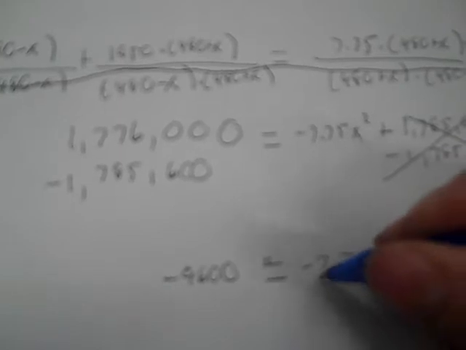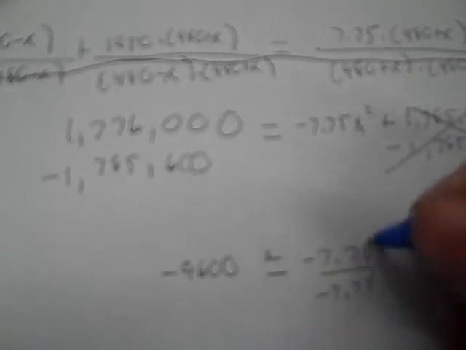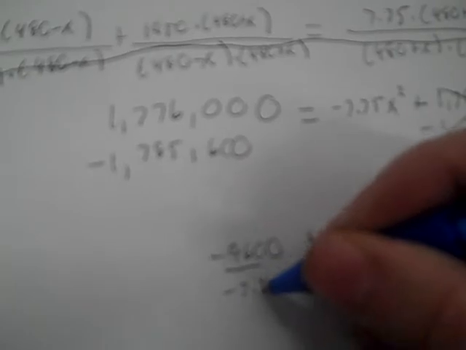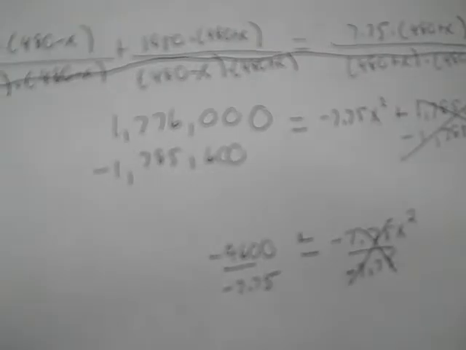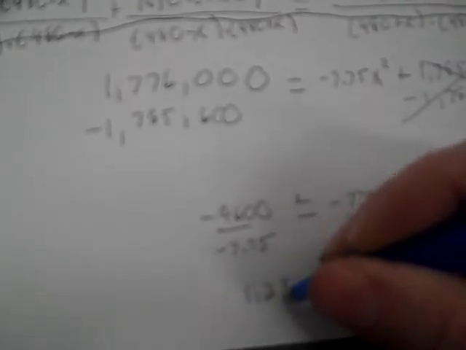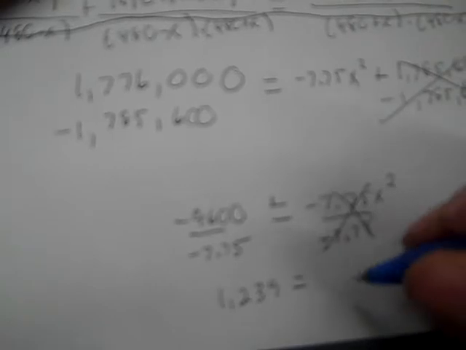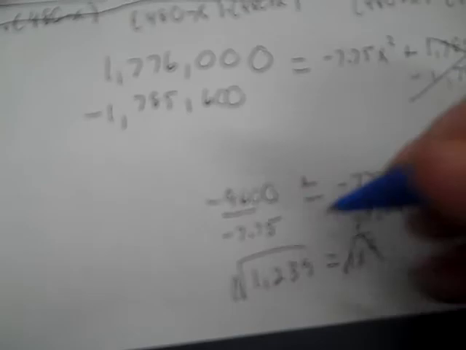Okay. So then I divide. So I take negative 9,600 divided by negative 7.75. 1,239 is what I'm going to say. But the x is to the second power. Okay, so I need to square root to find the actual answer. So square root of 1,239, 35. Okay, so 35 mph is the wind.